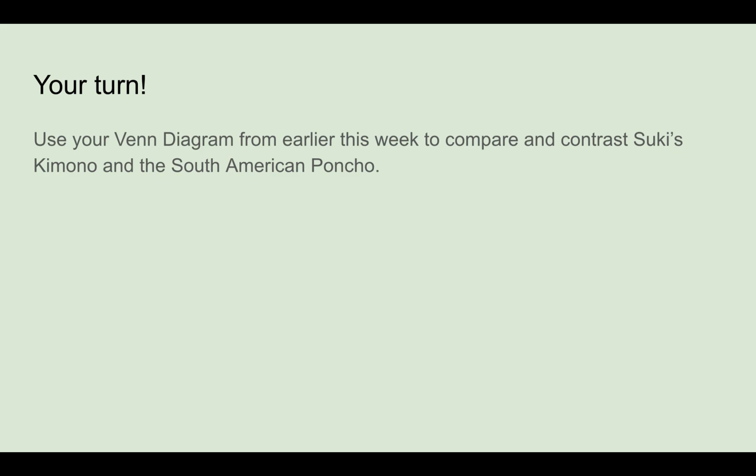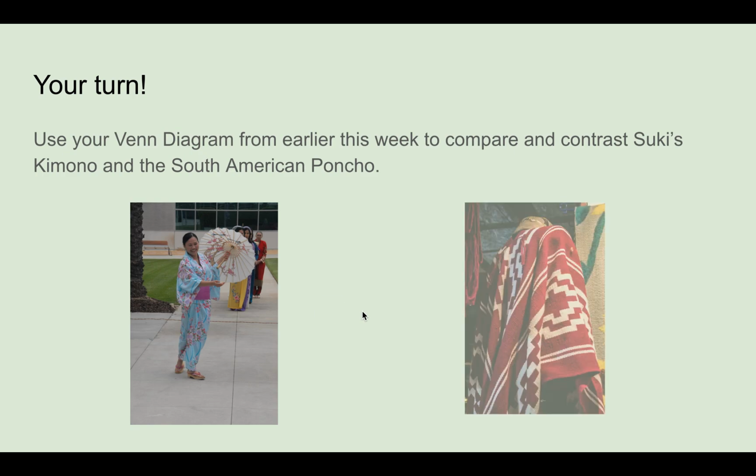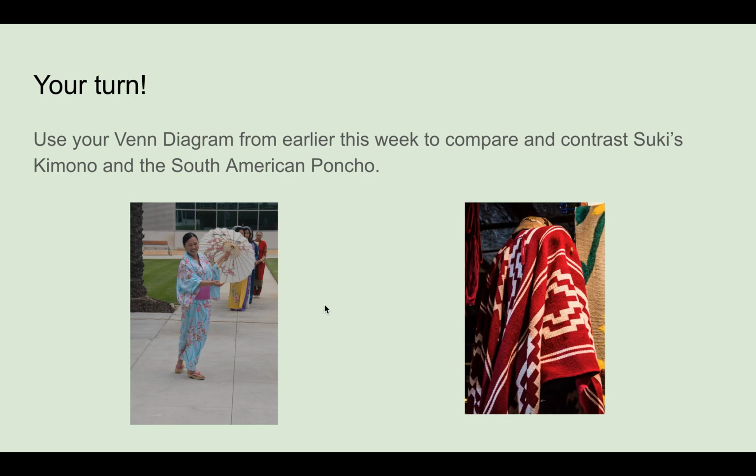Now it's your turn. Use your Venn diagram from earlier this week to compare and contrast Suki's kimono and the South American poncho. Think about Suki's kimono and what text details you found in that story, and think about the South American poncho and the text details that you found in that story. And there you go, boys and girls. That is what you are doing today. I should see a paragraph about how the kimono and the South American poncho are alike and different.